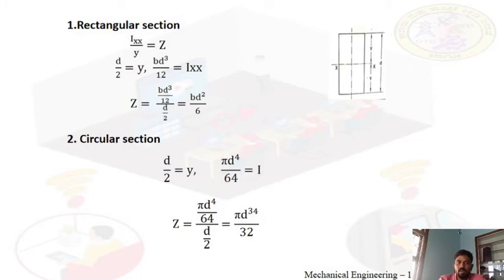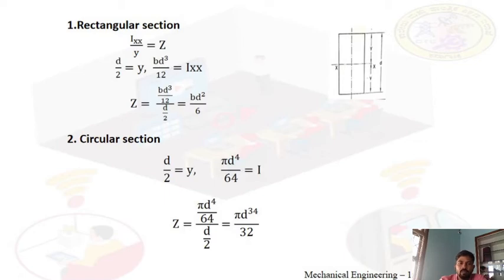So we'll see the section modulus for rectangular section and circular section. From the formula you can see, I already explained, I by y is equal to section modulus. The y is nothing but depth by 2 in a rectangular section, d by 2, and the moment of inertia of a rectangular section, which I have already explained in unit 2, is bd cube by 12. So the section modulus Z is equal to I by y. Substitute the I and y values: I is bd cube by 12 and y is d by 2, so Z is equal to bd square by 6.